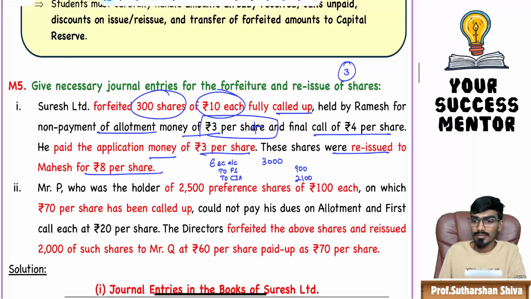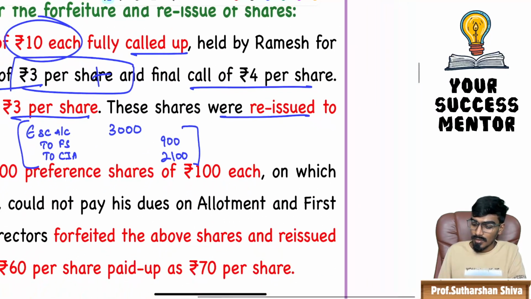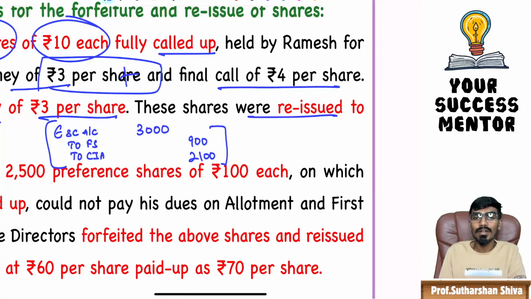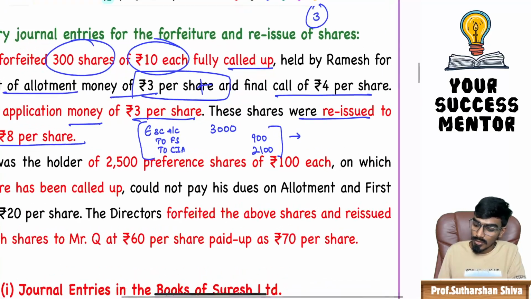That's it. This is the only way you can pass an entry. Or other ways also, you can pass through share final call, share allotment. Then, how about reissuing? Question is silent about the number of shares reissued. Assume to be fully reissued. What is fully reissued?